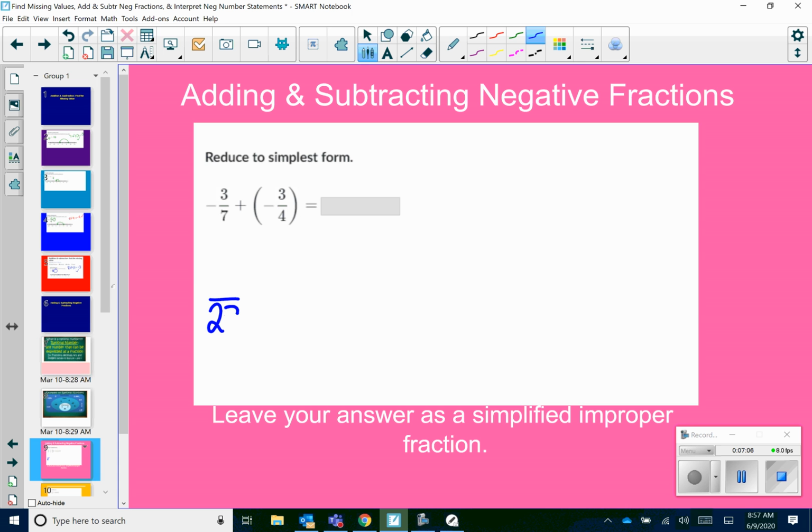So I'm going to write equivalent fractions on the bottom. Notice I'm leaving my negatives there so I don't forget about them. Then we need to ask ourselves, what am I multiplying 7 by to get to 28? Well, I'm multiplying by 4, and whatever we do on the bottom, we do to the top. So my equivalent fraction is going to be negative 12 over 28. And then here, to get from 4 to 28, we're multiplying by 7, and whatever we do on the bottom, we do to the top.